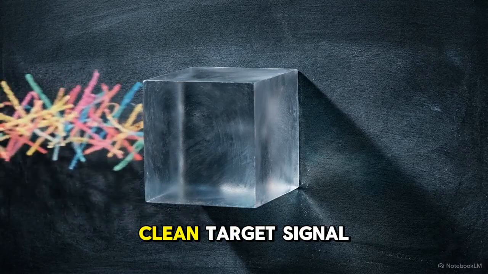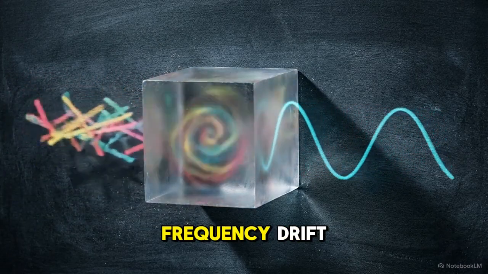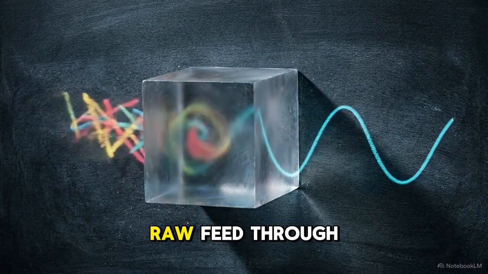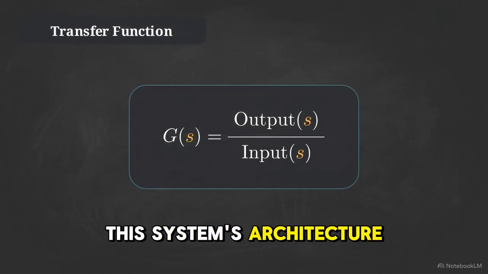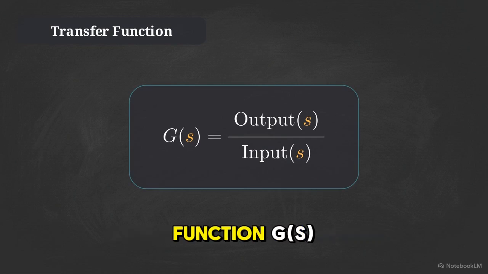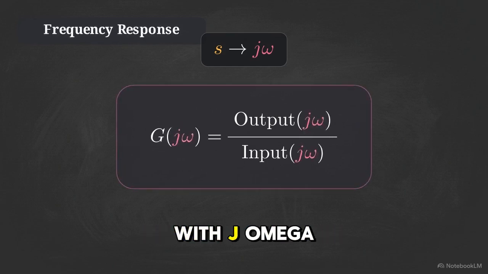To extract a clean target signal from a chaotic mix of high-frequency noise and low-frequency drift, engineers route the raw feed through a filtering system. Mathematically, we represent this system's architecture as a transfer function, g of s. To evaluate how it responds to different frequencies, we substitute the complex variable s with j omega.